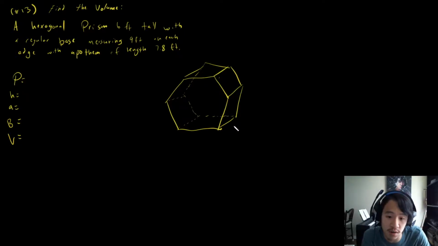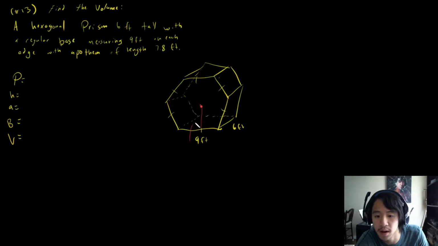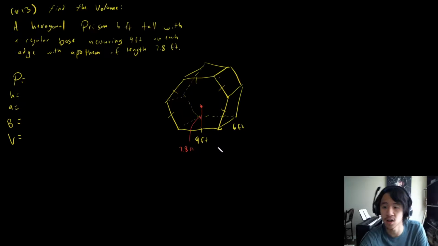It's going to be 6 feet tall, so that's going to be this length, 6 feet. And the regular base measuring 9 feet on each edge. So remember, if it's a regular base, that means all the sides are the same. So for our hexagonal base, these are all going to be the same, and one side is 9 feet. And the apothem is going to be a length of 7.8 feet. So here is our apothem, and this is going to be 7.8 feet. All right, so let's go ahead and find all of these values.